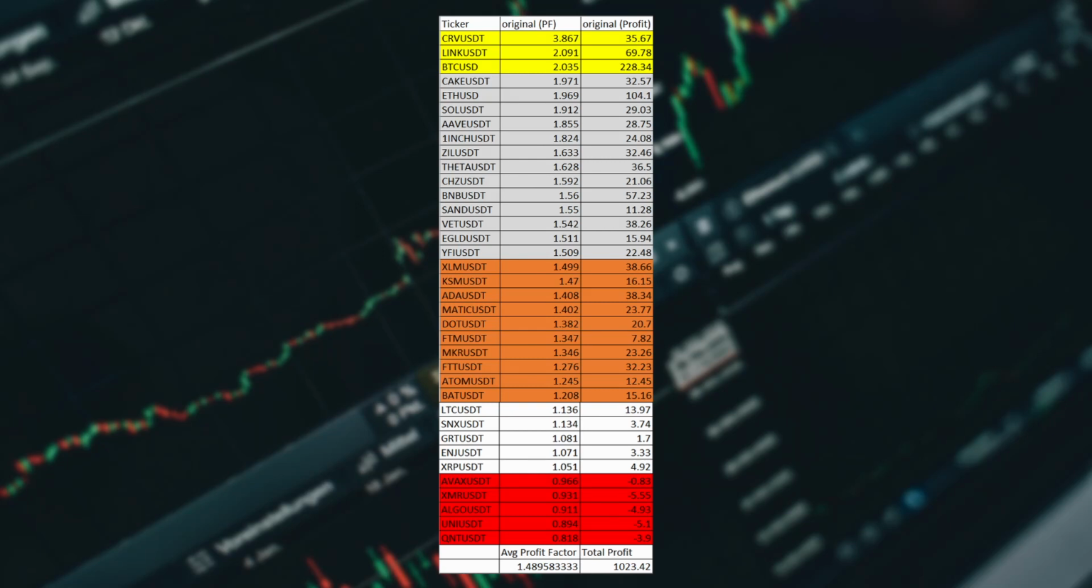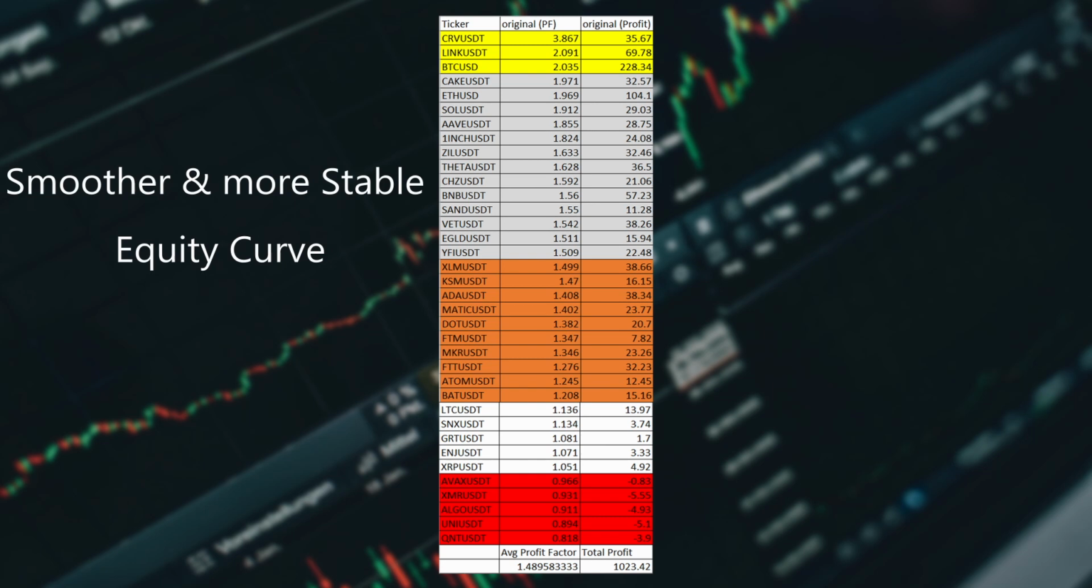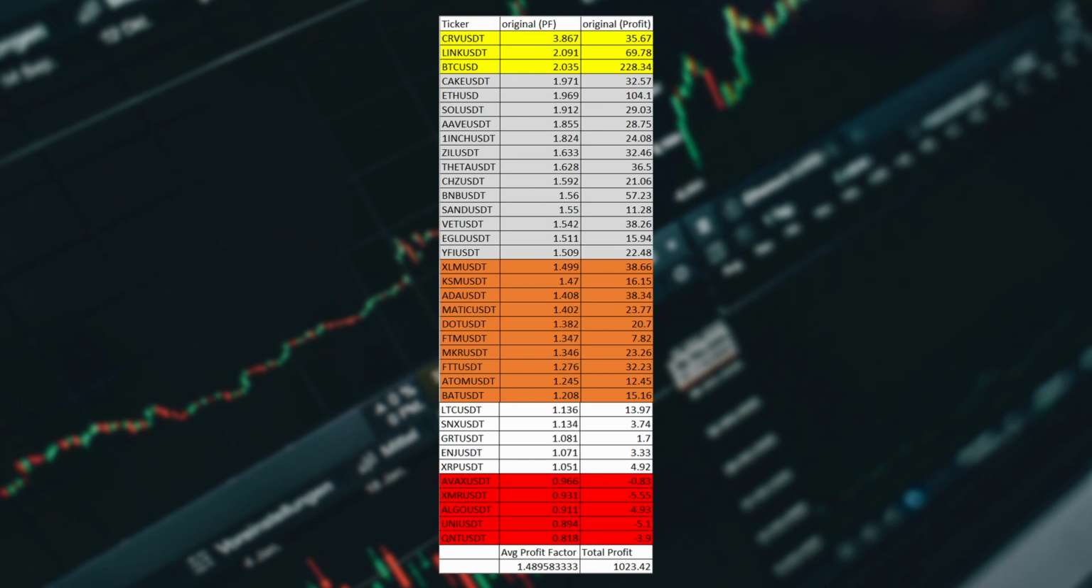The original strategy uses a 2-step take profit with a trailing stop loss. This modification gives a smoother and more stable equity curve. Besides that, it uses other filters too. But they are more complex and not easy to use. That's why I created the simplified version.